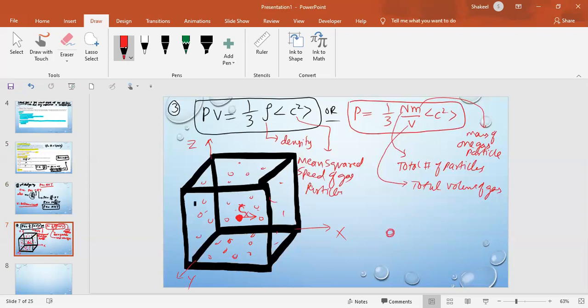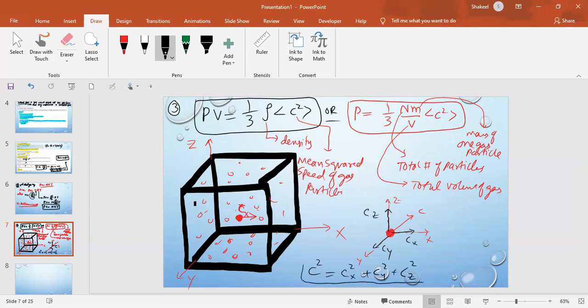Okay, so if we consider one gas particle, then obviously it is moving along three axes. Let's say this is the x-axis, this is the y-axis, and this is the z-axis. If it is moving with speed c, its component along the x-axis would be cx, along the y-axis would be cy, and along the z-axis would be cz. Then applying Pythagoras theorem in three dimensions, c square will be equivalent to cx square plus cy square plus cz square. So that's how we can express the speed.